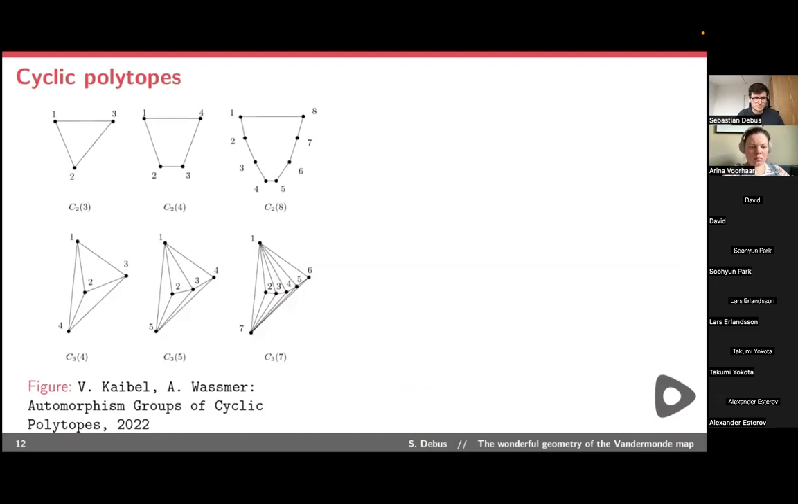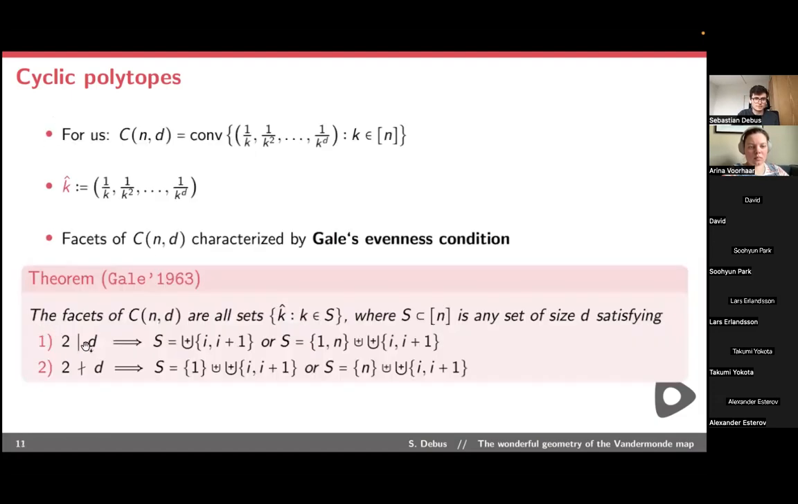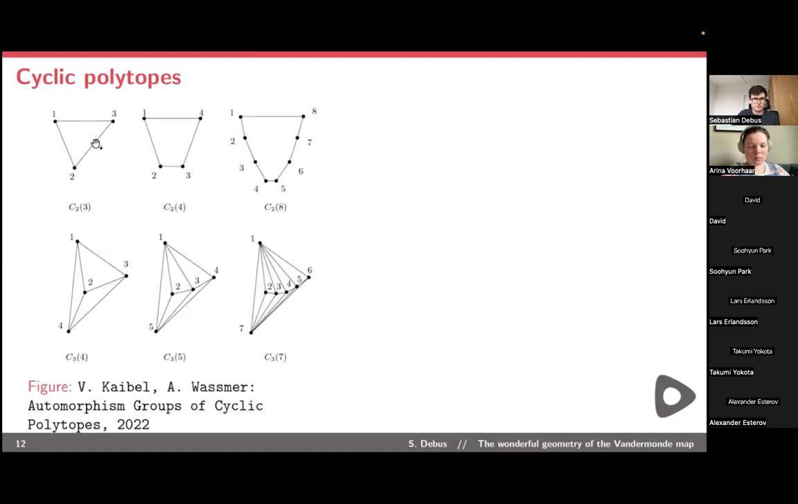So here's a visualization that I took from Volker Kaibel's and Wassmer's paper. So here we see first planar cyclic polytopes. The dimension d is 2, so it's a different notation, and we have 3 vertices here. So we have a disjoint union of i, i plus 1, or of the endpoints. So this gives us here a description of all of those facets in this case.